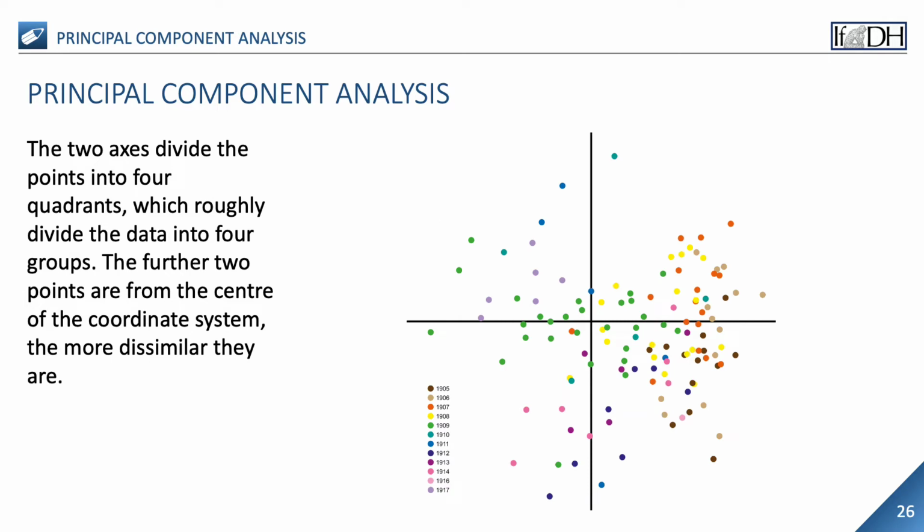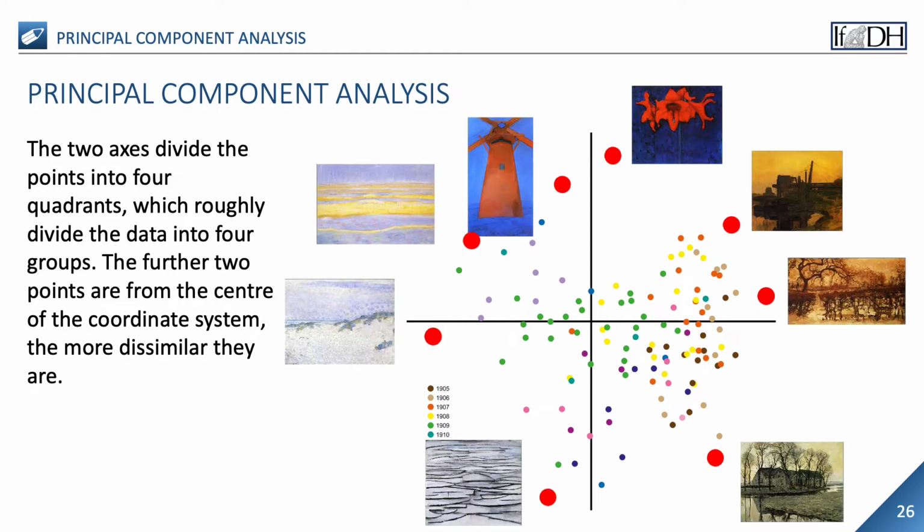But how do you read such a coordinate system that describes the two principal components? There are two simple basic rules for this. The closer two points are to each other, the more similar they are. And the two axes divide the points into 4 quadrants, which roughly divide the data into 4 groups. The further away 2 points are from the center of the coordinate system, the less similar they are to each other. In our example, let us first take a look at the outliers.